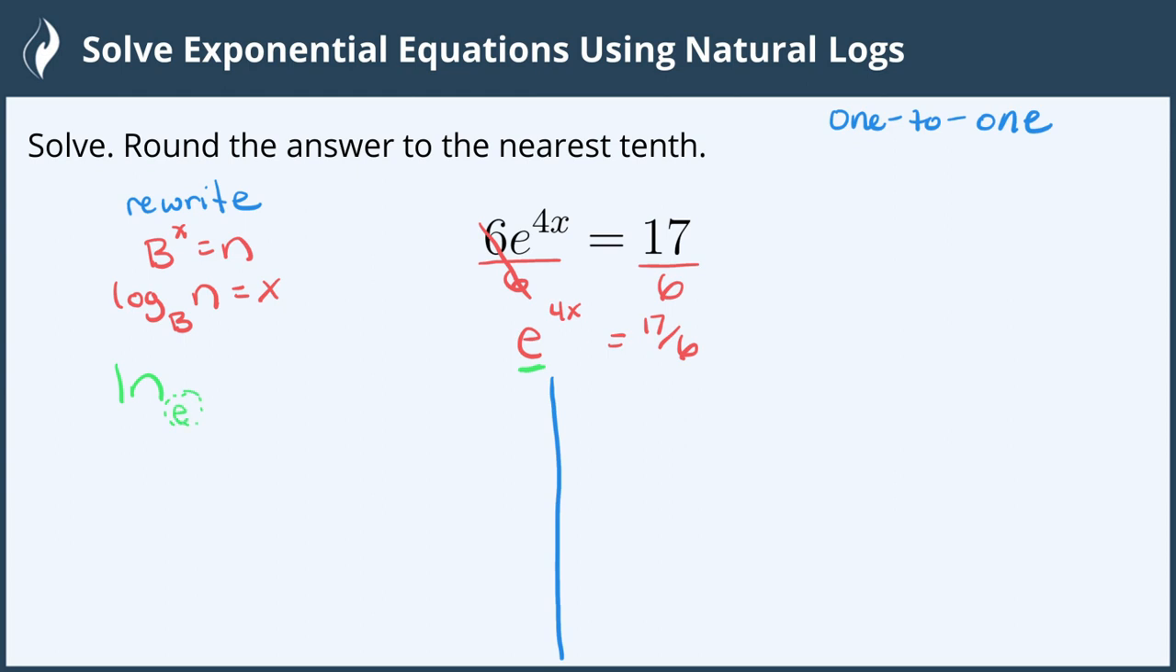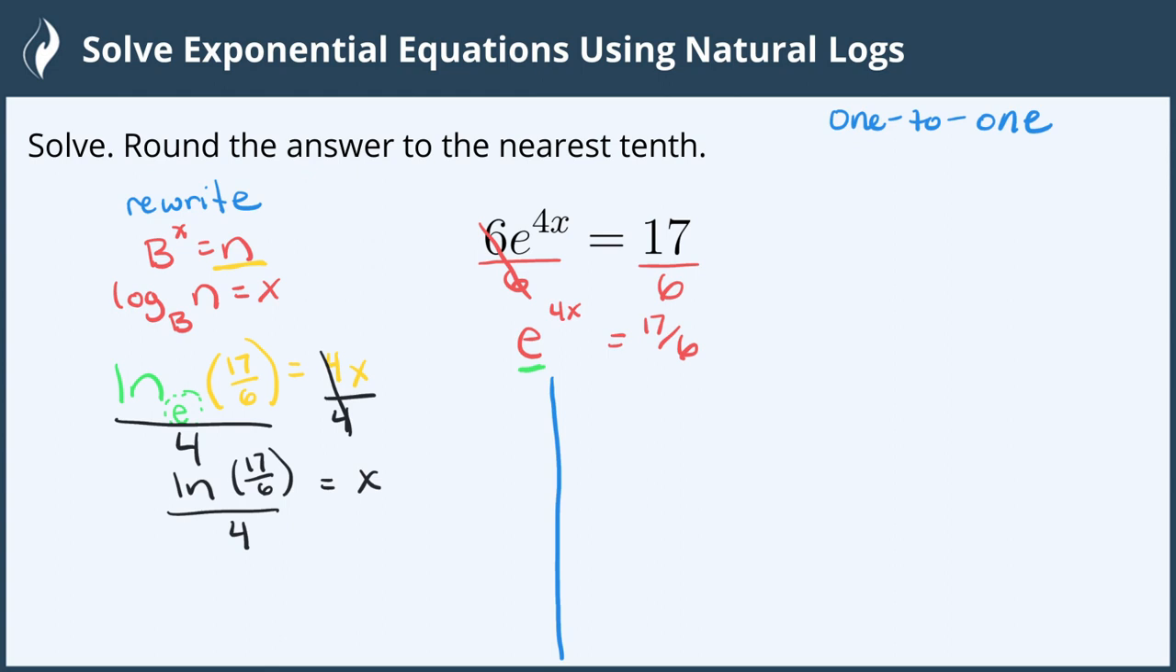And then we have of the number, and the number is on the opposite side of the e. So we have 17/6, and this equals the exponent, which is 4x. Then to continue solving for the variable, we'll divide both sides by 4. And now we're all done. We have x equals the ln of 17/6 divided by 4. And we'll just type that into our calculator.